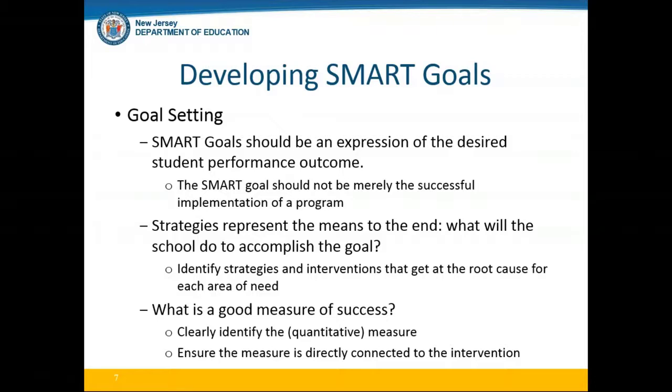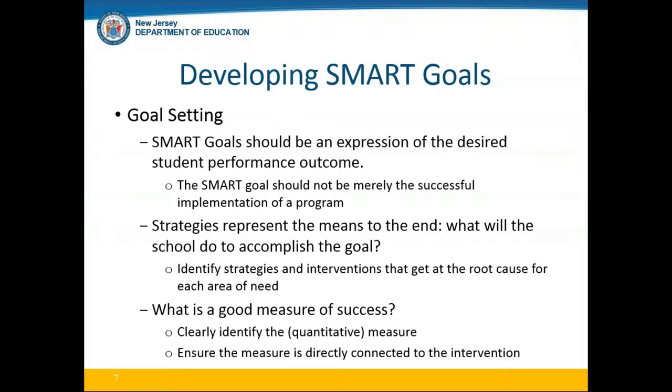Sometimes it might be appropriate to use an intervention program as a strategy to help us achieve a goal, but the goal itself should not merely be the successful implementation of a packaged program. For example, if we are addressing deficiencies in student writing ability, implementing Writer's Workshop may be a strategy we could use, but it is not a goal in and of itself. The goal should be a measurable improvement in students' writing ability.